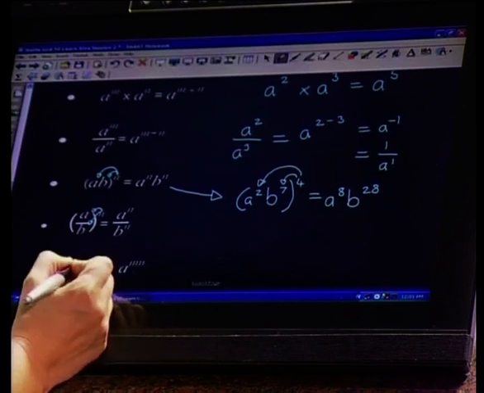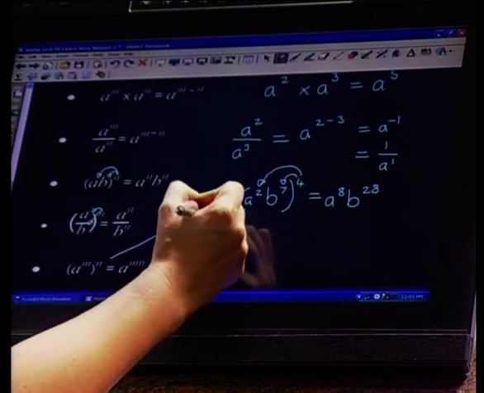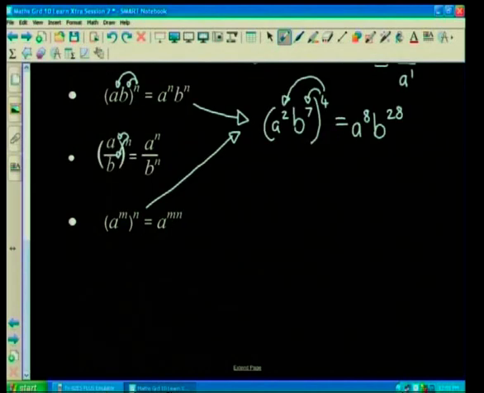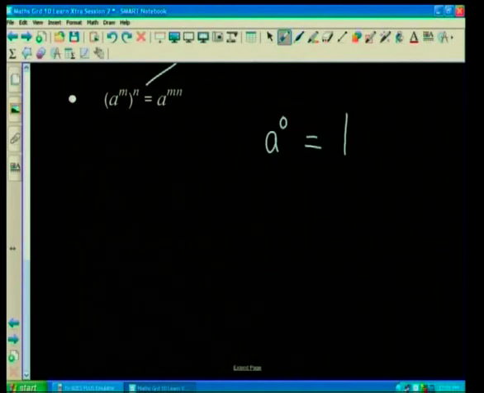Okay, very similar over here to this example up here. a to the power of m, to the power of n, we're raising the exponent, so it becomes a to the power of m times n. Now there is one thing here that's not mentioned, and that is, what if we have something to the power of 0? Anything to the power of 0 is equal to 1. Absolutely anything. Even minus 562 to the power of 0 gives us 1.